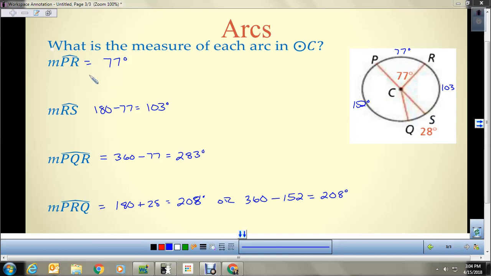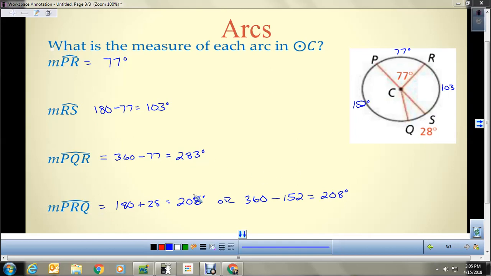So we go over to answer our questions. Arc PR, 77 degrees. The measure of arc RS, well, we found that to be 103. Now we have the measure of arc PQR. So I want to end up at R going through Q. So that's the entire circle except for 77 degrees. So we take 360 minus 77 and get 283.